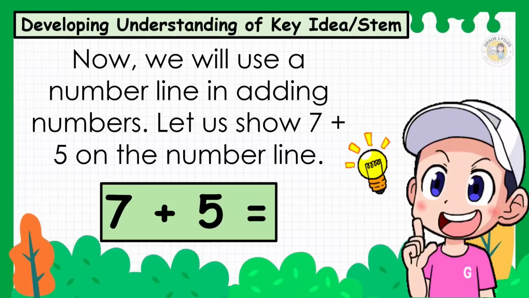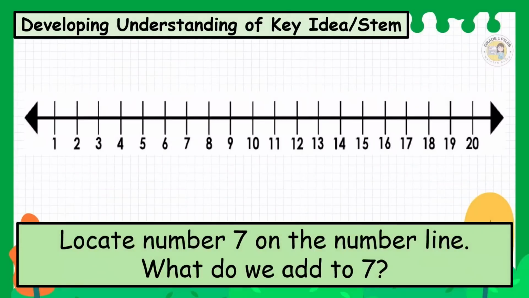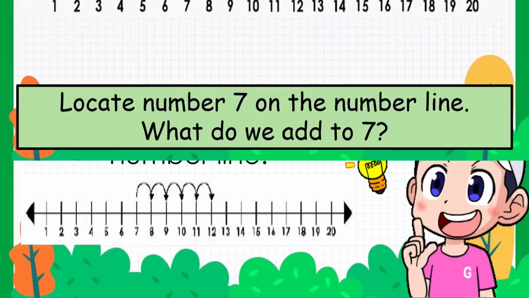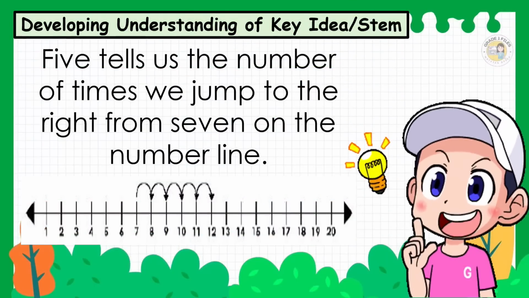Now, we will use a number line in adding numbers. Let us show 7 plus 5 on the number line. Locate number 7 on the number line. What do we add to 7? Five tells us the number of times we jump to the right from 7 on the number line.